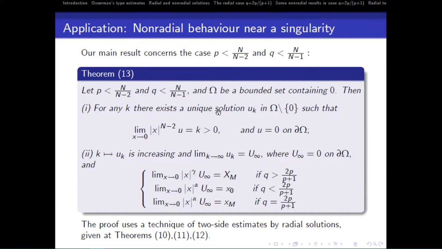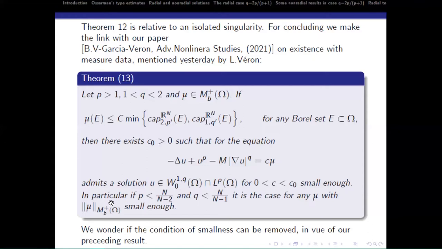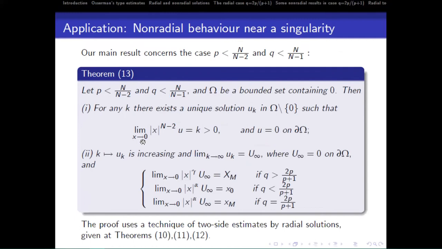In the case p that we considered before, there is a solution for any mu with sufficiently small c. We wonder if this condition of smallness can be removed, because in our preceding result, we have a solution for any k. So it is an open problem.